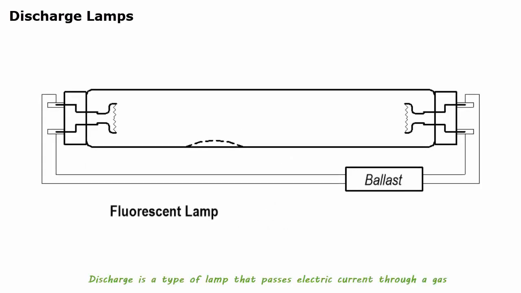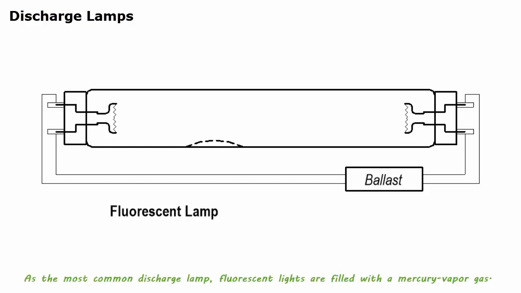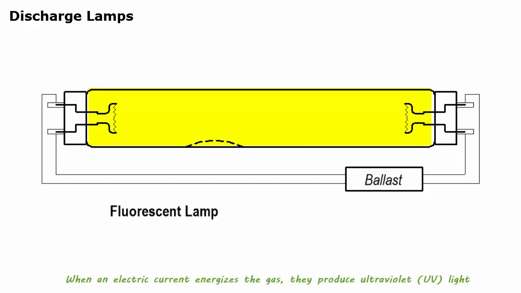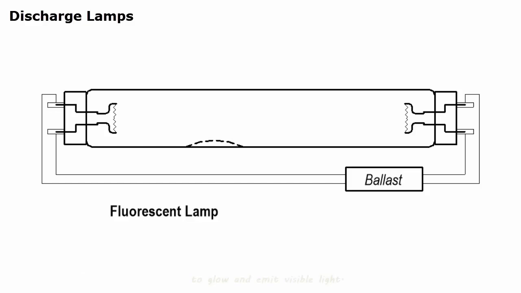Discharge is a type of lamp that passes electric current through a gas to activate its atoms and molecules to emit light. As the most common discharge lamp, fluorescent lights are filled with mercury vapor gas. When an electric current energizes the gas, it produces ultraviolet light that is invisible to human eyes. The UV light then causes the coating on the inside of the tube, phosphors, to glow and emit visible light.